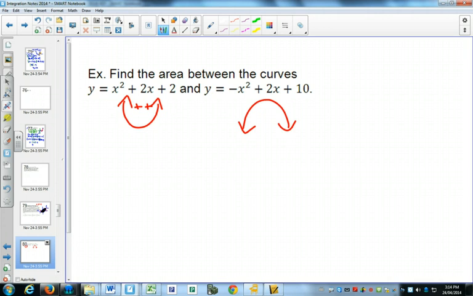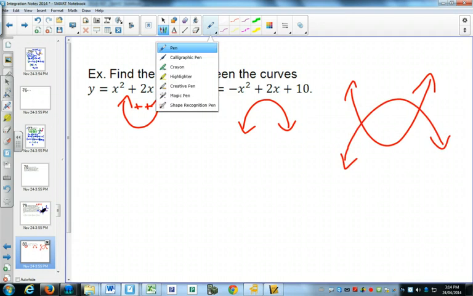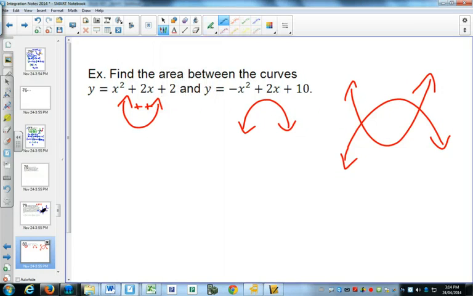So if this one's going up and this one's going down, this is the area you're going to want to find. Not the green one. Or not the black one. There we go. Purple, purple, purple. Ooh. Yellow. Perfect. That's not inside the line. You get the idea.